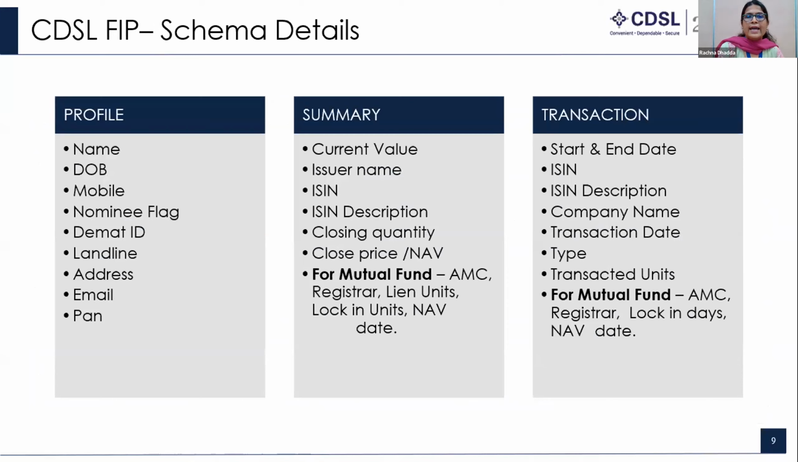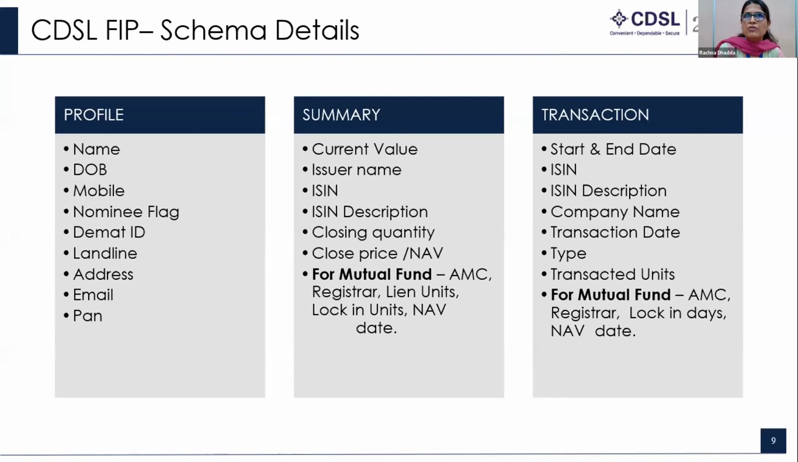So this slide is just the key fields which we have mentioned over here. The profile is related to name, date of birth, mobile, nominee flag, which is whether nomination is yes or no, DMAT ID, landline, address, email, and PAN. In summary: the current value of the investment, issuer name, ISIN description, closing quantity, and close price.